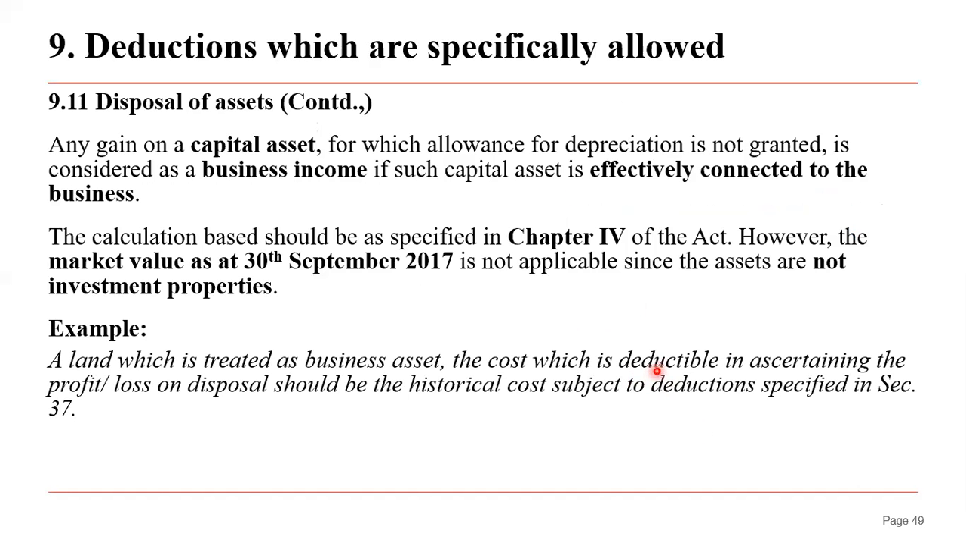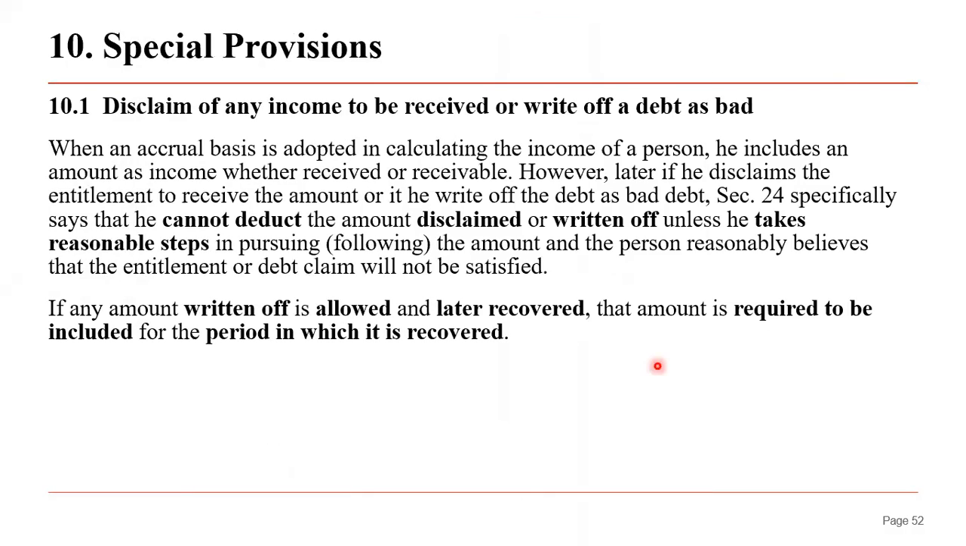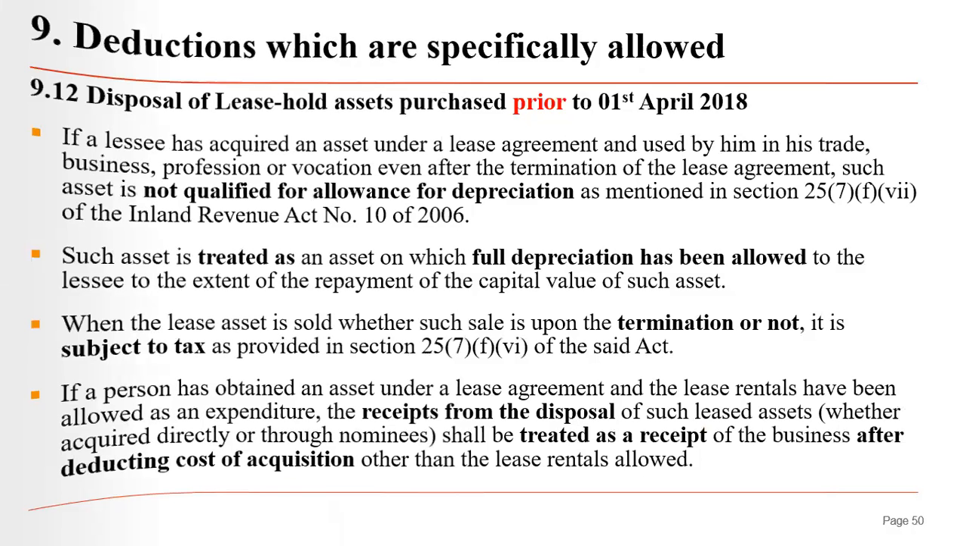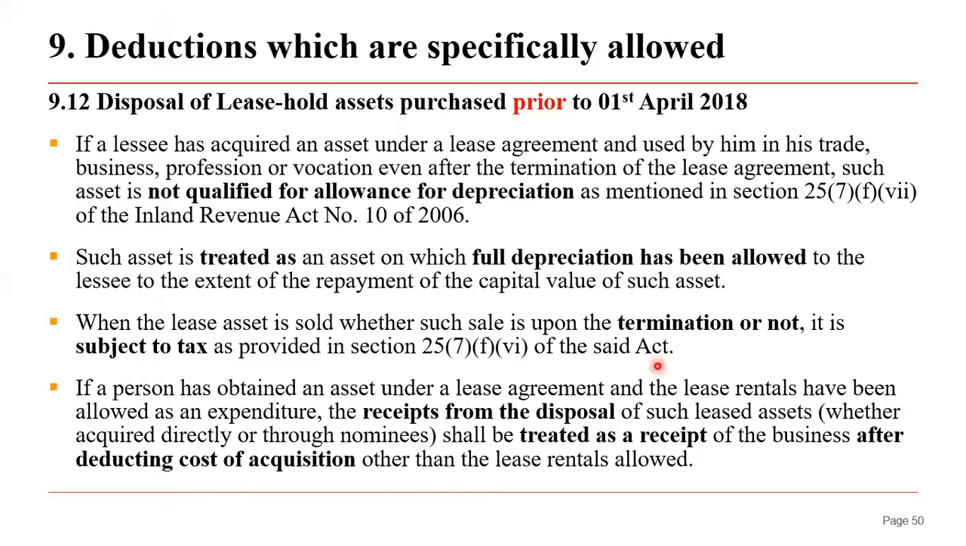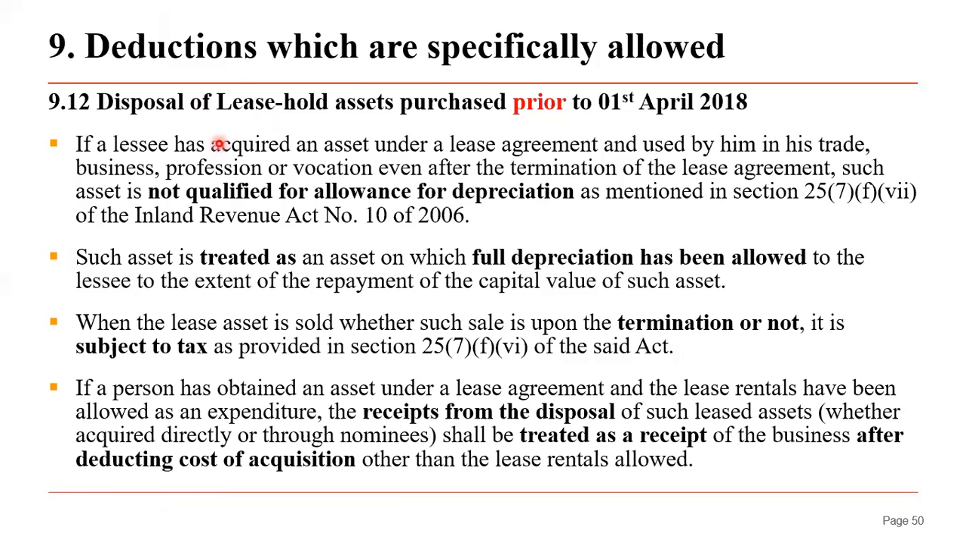Then moving to the slide again. Then we will finish the depreciation disposal adjustment. The next one is disposal of leasehold asset purchased prior to 1st April 2018. Here we discuss the disposal of lease asset. We discussed in the previous slide the disposal of capital asset, depreciable asset. Now the disposal of lease asset.